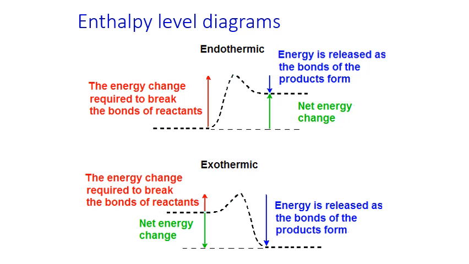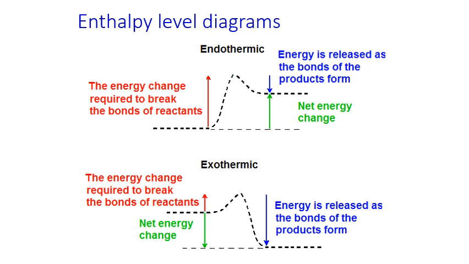Whereas for the exothermic reaction, the energy required to break the bonds of reactants is a lot smaller compared to the energy that is released when the bonds actually form to form the products, which means that the net energy change is negative. More energy is released than is required to be absorbed to break the bonds of the reactants initially. And that's what we see in the following diagrams.